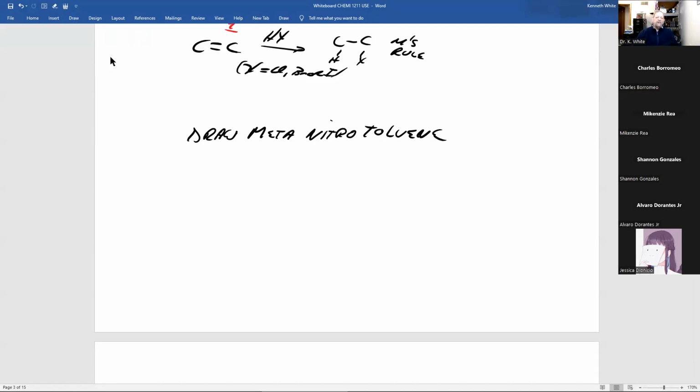And here's one for you. Draw the structure of meta-nitrotoluene. Your turn.